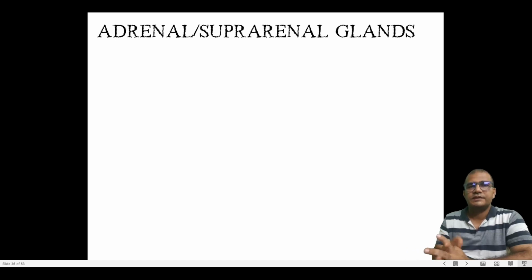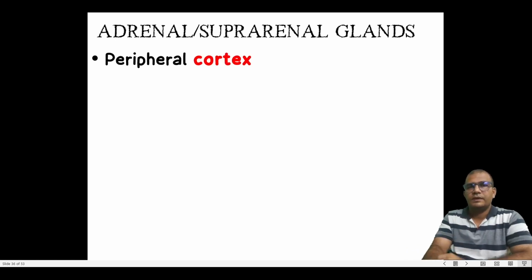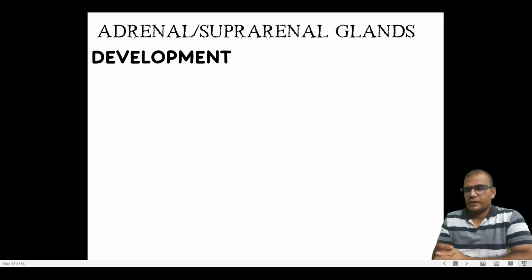Now we will discuss the adrenal or suprarenal glands. The gland has a peripheral cortex and a central medulla. The discussion of the suprarenal gland is incomplete without the discussion of its development. The development of the suprarenal gland is a very commonly, frequently asked question. There are very important questions that have been asked on the development of the suprarenal gland.